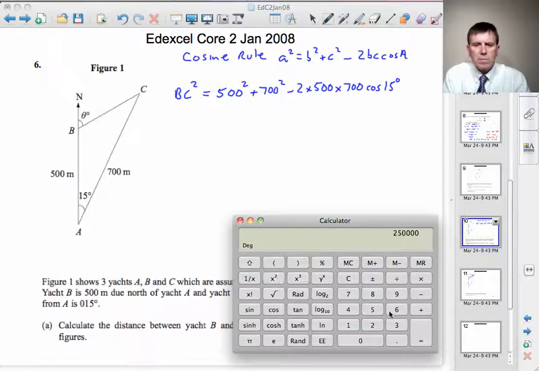500 squared plus 700 squared minus 2 times 500 times 700 times cos 15. And this calculator makes you put the angle in before you hit the cosine button. And that comes to BC squared is 63,851.9.